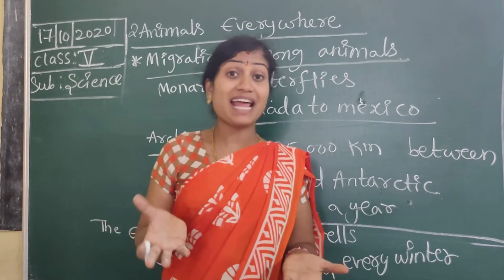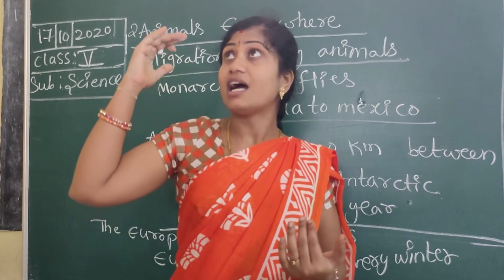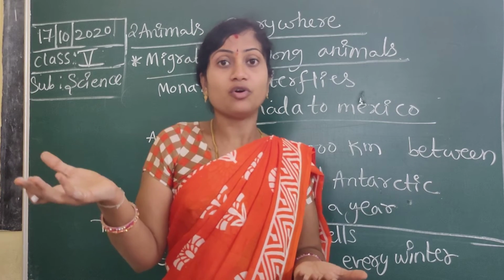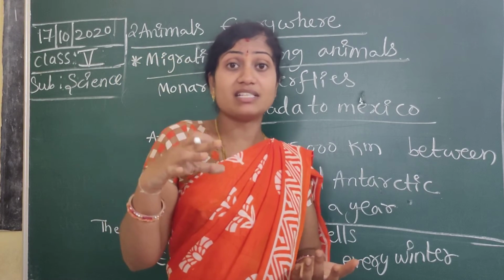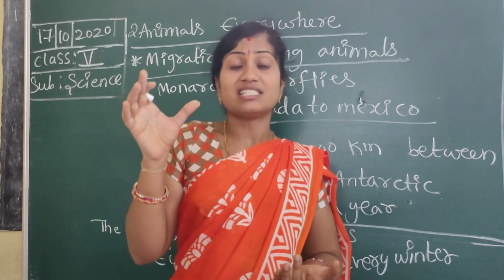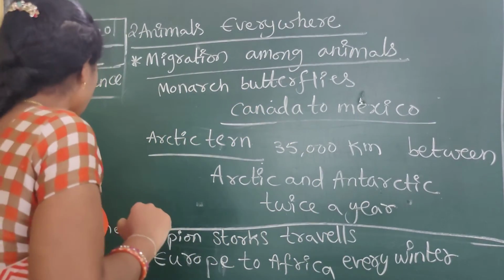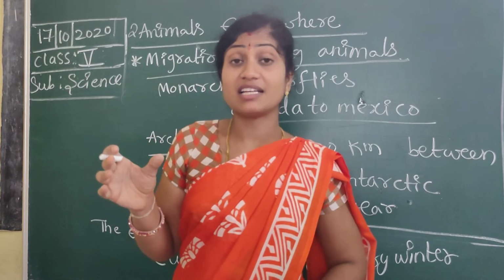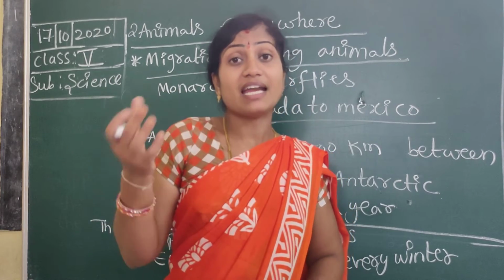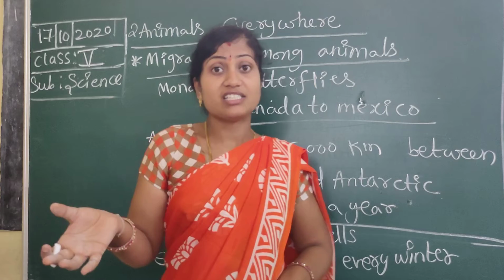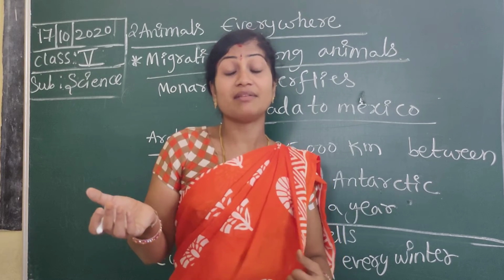When we think about it, it's a miracle. Why? Because how they recognize the route in the sky, we don't know. Some birds use the sun's rays. They take the help of the sun's rays. Some birds recognize the coastal lines and the sun's rays. They remember, and after completing their migration, they come back to their homes, their nests. That is how birds and animals migrate.